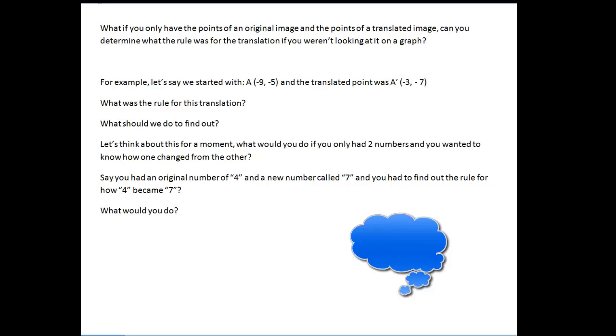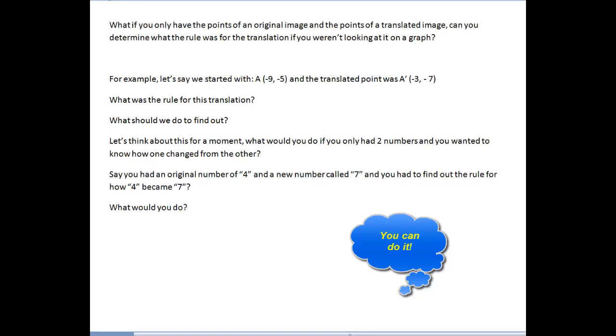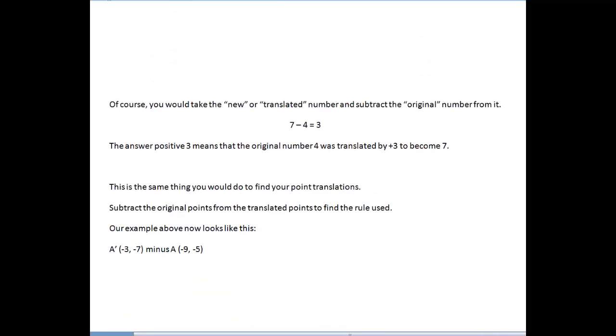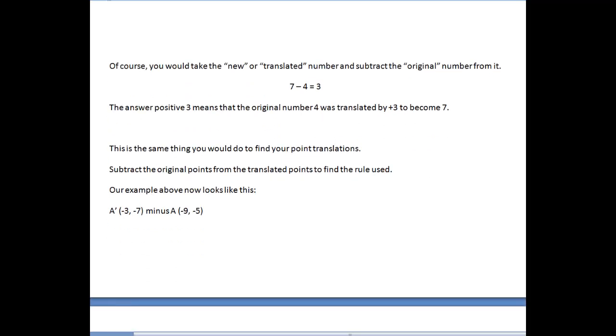What would you do if you only had two numbers and you wanted to know how one changed from the other? Say you had an original number of 4 and a new number of 7, and you had to find out the rule for how 4 became 7. What would you do? Of course, you would take the new, or translated, number and subtract the original number from it. In this case, 7 minus 4 equals 3. The answer, positive 3, means the original number 4 was translated by positive 3 to become a 7.